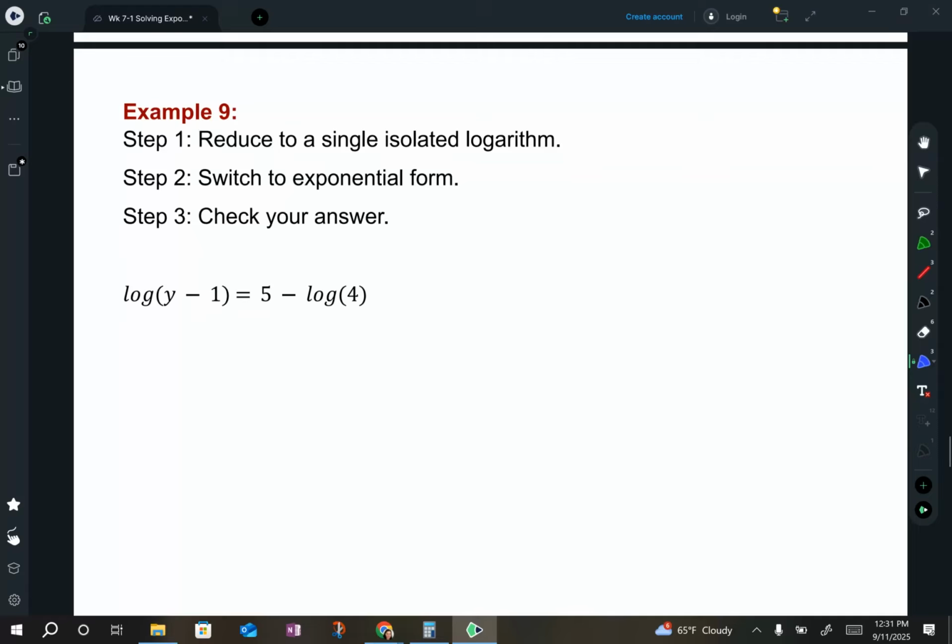All right. Here's example 9. In this example, it may be more convenient to reduce our equation to have a single logarithm, then switch to exponential form and check our answer. There's more than one way to solve these problems, but this is the way I'm going to try it.